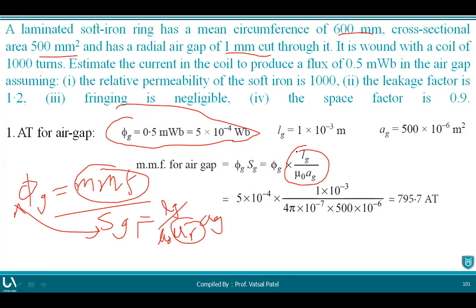Because when you get the total ampere turn or MMF, then you can identify the current. So the question here is, should we use the same equation to identify the MMF for the soft iron? Reply with the answer in the chat box section. Yes or no? Should we use the same equation or not?